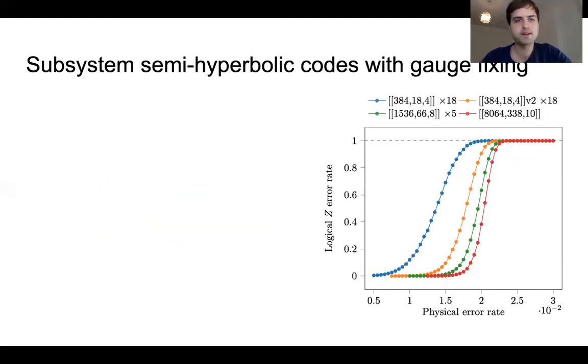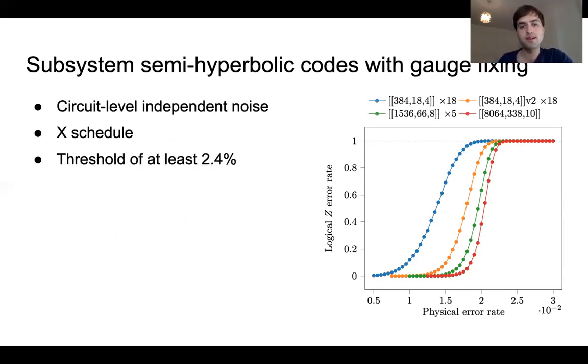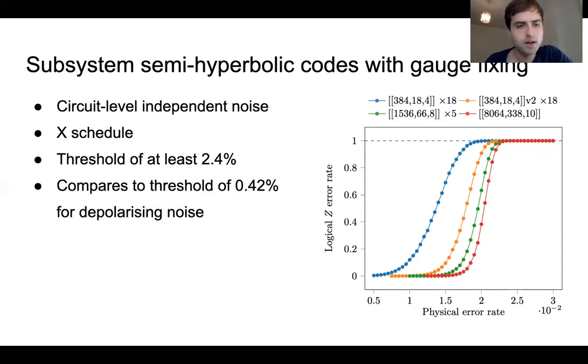We can also combine the semi-hyperbolic codes with the gauge fixing technique. And so now we get both the improvement in the threshold as well as the reduction in overhead. We're now looking at a bias, this is just looking at the infinite bias circuit level noise with just an X schedule. And we show that the threshold is at least 2.4% for this family of subsystem semi-hyperbolic codes. And that compares to a threshold of 0.42% for depolarizing noise.